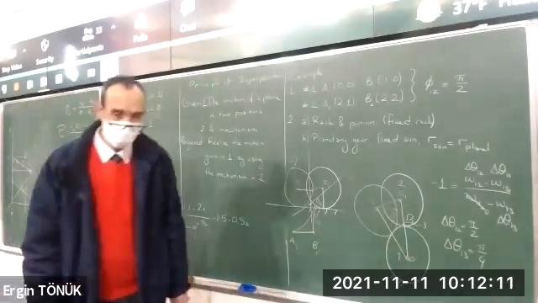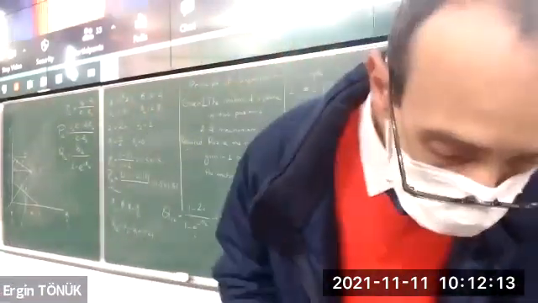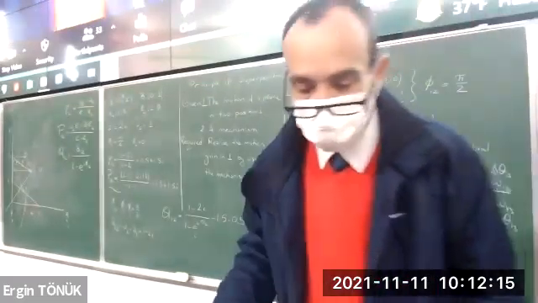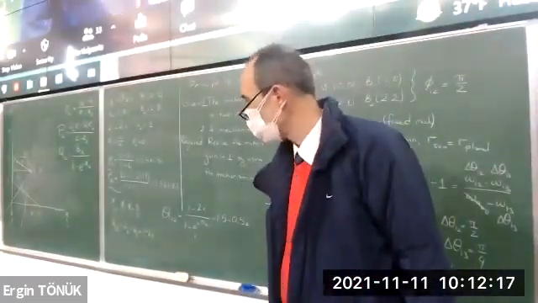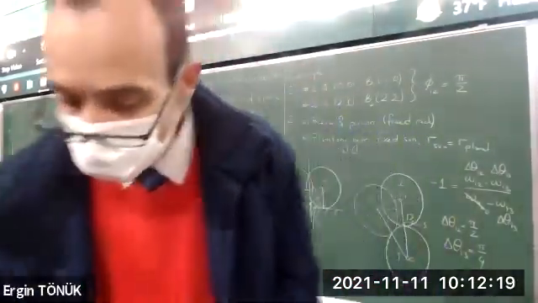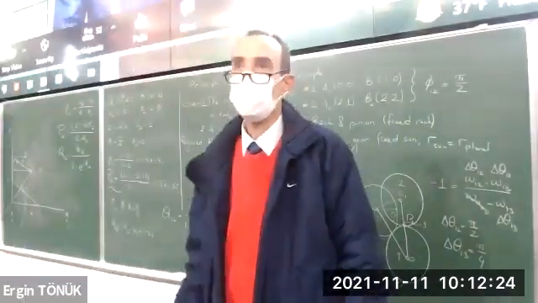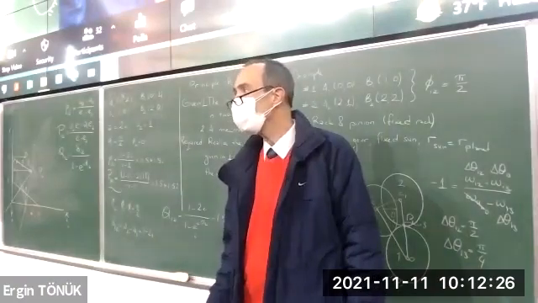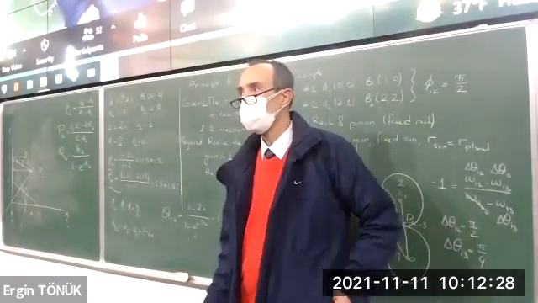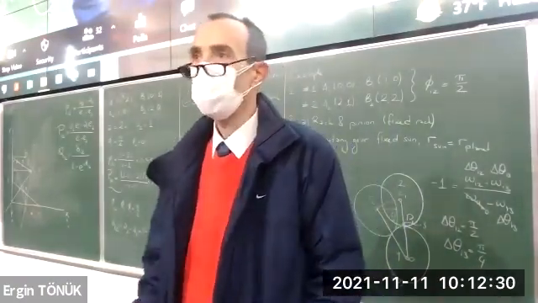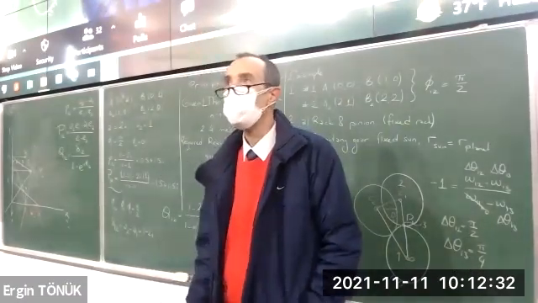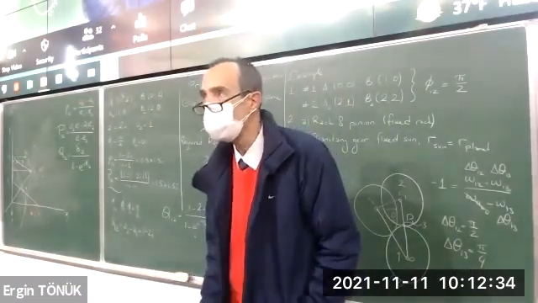Good. Now, after these, let's return back to 4-bar. We were designing a 4-bar for 2 positions of a plane. And what were we doing? We were selecting so-called circle points, that is A's and B's, as we like, on the moving plane.